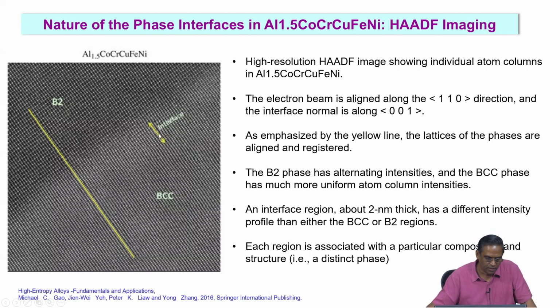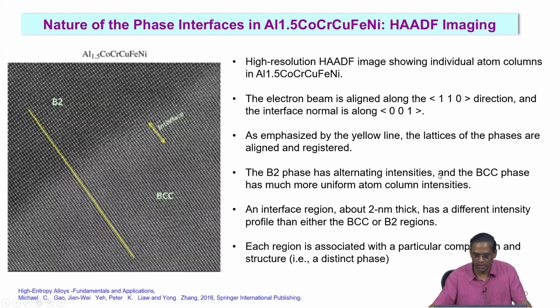But if you look at this interface, what you are seeing is what I was talking about, the orientation of this interface is 1, 0, 0, then it appears like this. Okay. So that's what I was telling. The electron beam is aligned along the 1, 1, 0 direction. The interface normal is along 0, 0, 1. So you have to tilt that.